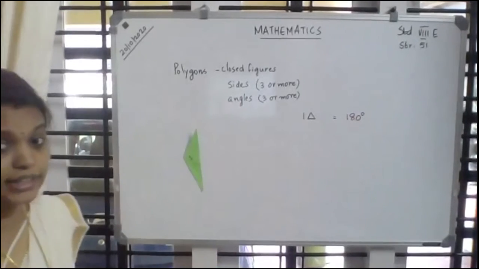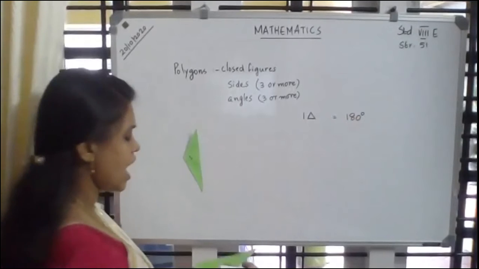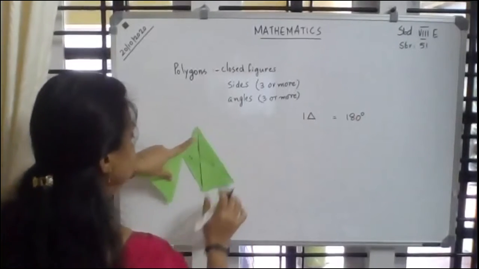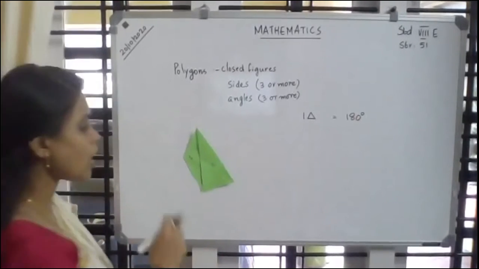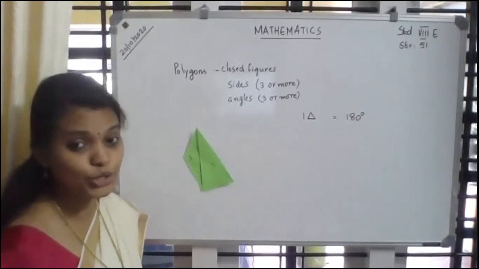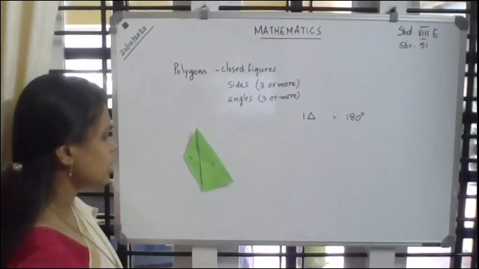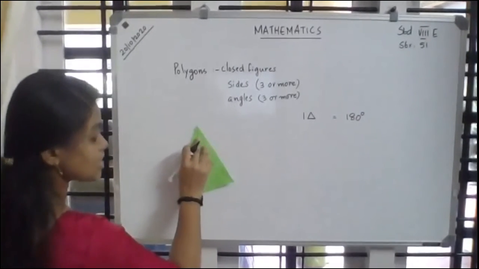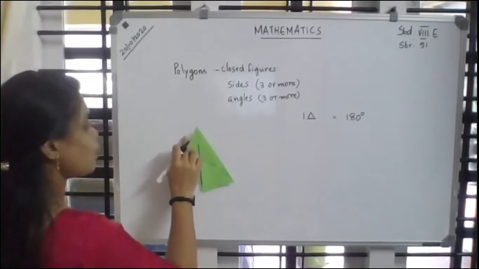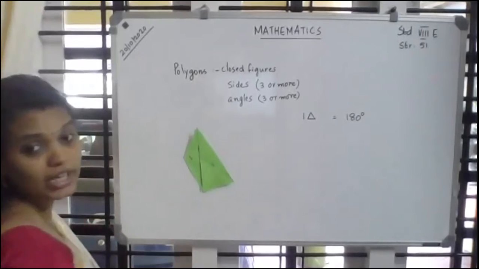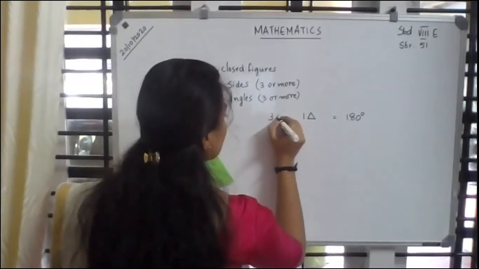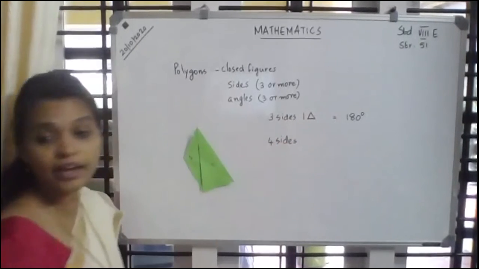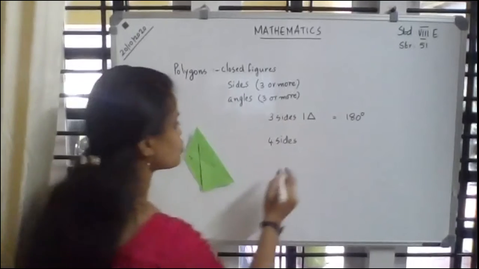Now, take the next triangle you have cut and place it beside it. Take the second triangle and place it. Now, how many triangles can you see? There are 2 triangles. Very good. What can you say about the shape of this figure? How many sides does this total figure have? 1, 2, 3 and 4. There are 4 sides. And how many triangles are there? Yes, there are 2 triangles.